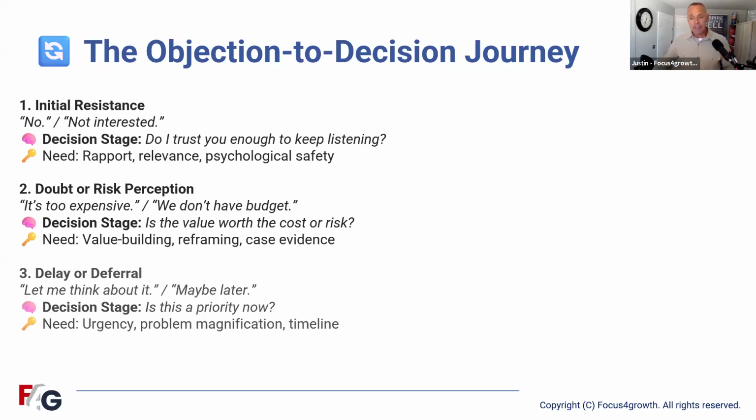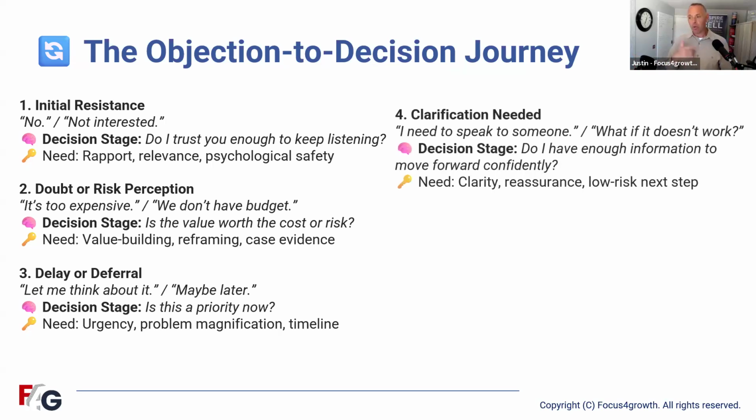Then we've got delay or deferral: let me think about it, or maybe later. What the customer is really saying here is, is this a priority now? This links back to the customer's need and understanding: how urgent is this for them? How big is the problem? Can you help the customer see this as a bigger problem than they initially see it as, and start to think about timeline? So if they say maybe later, or let me think about it, we might need to ask, when might be the right time for this to happen?